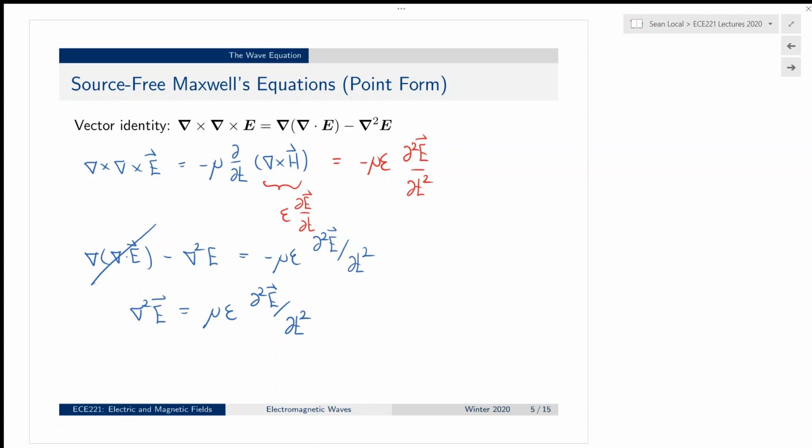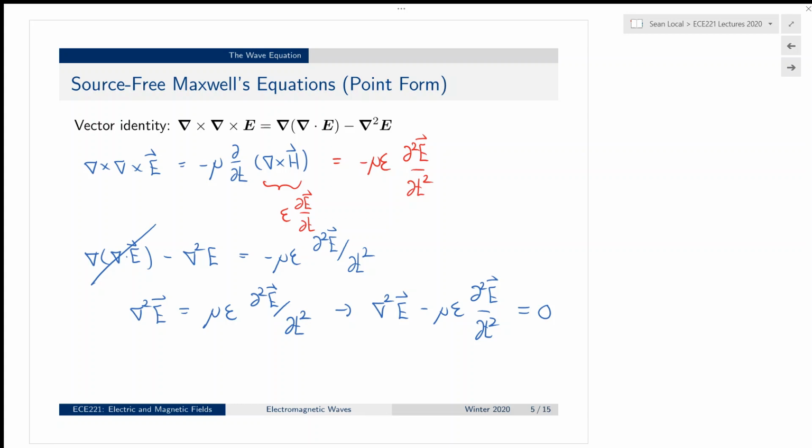So this is a homogeneous differential equation because if I rewrite this equation and move everything to the left-hand side, then we have the Laplacian of E minus mu times epsilon times the second partial derivative of E with respect to time is equal to 0. The right-hand side is 0. Again, we have no sources, so there's no reason for this differential equation not to be homogeneous.